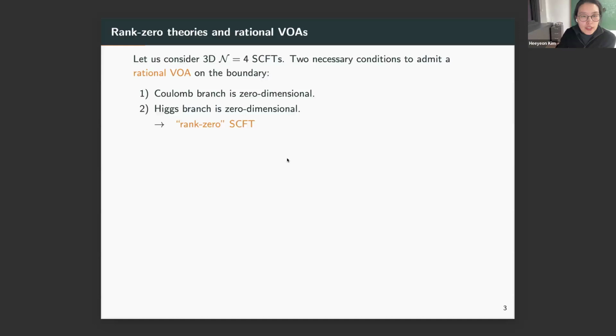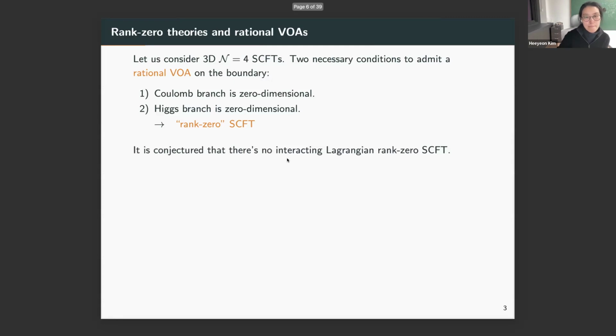So let's consider some 3D n=4 superconformal field theories. There are two important necessary conditions for this theory to admit rational vertex operator algebras on the boundary. The first condition is that the Coulomb branch has to be zero-dimensional, so that there are no local operators, for example, in the A twisted theory. The second important necessary condition is that the Higgs branch is also zero-dimensional. An SCFT that satisfies these two conditions is called a rank 0 superconformal field theory.